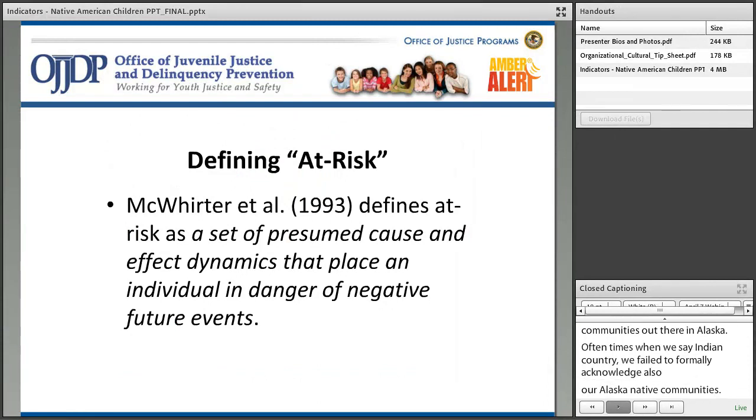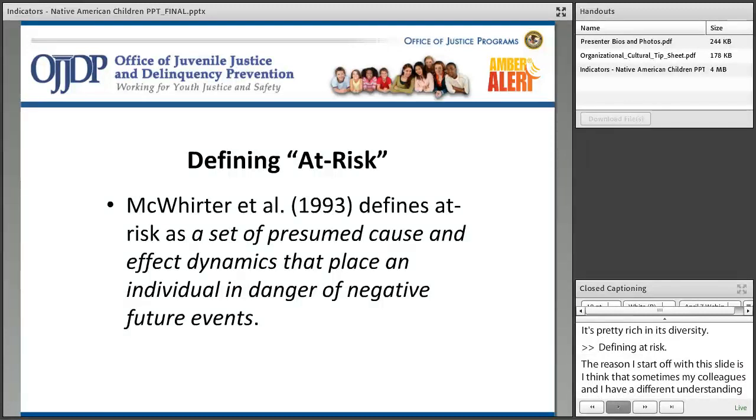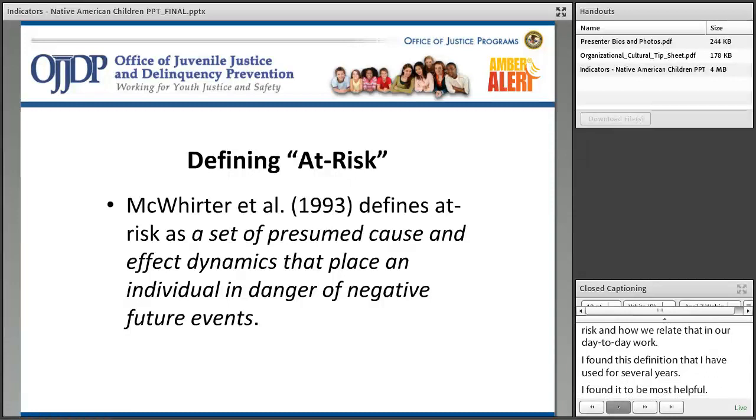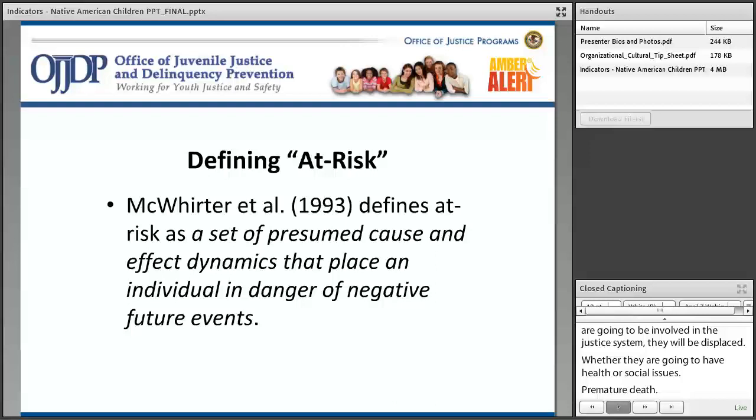So, defining at-risk. The reason why I start off with this slide is I think that sometimes my colleagues and I have a different understanding of how we identify or describe at-risk and how we relate that in our day-to-day work. But I found this definition that I've used for several years, and I found it to be most helpful: at-risk is a set of presumed cause and effect dynamics that place an individual in danger of negative effects or negative events. Negative future events are things like graduation, educational attainment, being a teen parent, whether they're going to be involved in the justice system, whether they're going to be displaced, whether they're going to have health or social issues, premature death, and a whole other, not just individual, but also social and physical issues. So the term reflects a chance or probability.